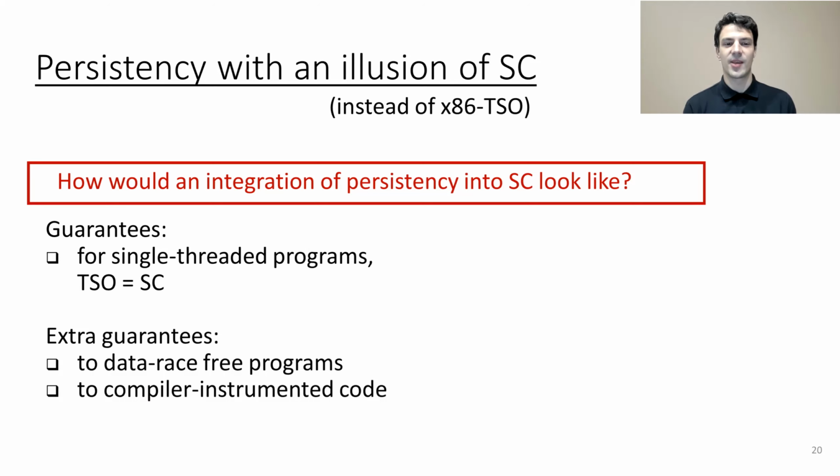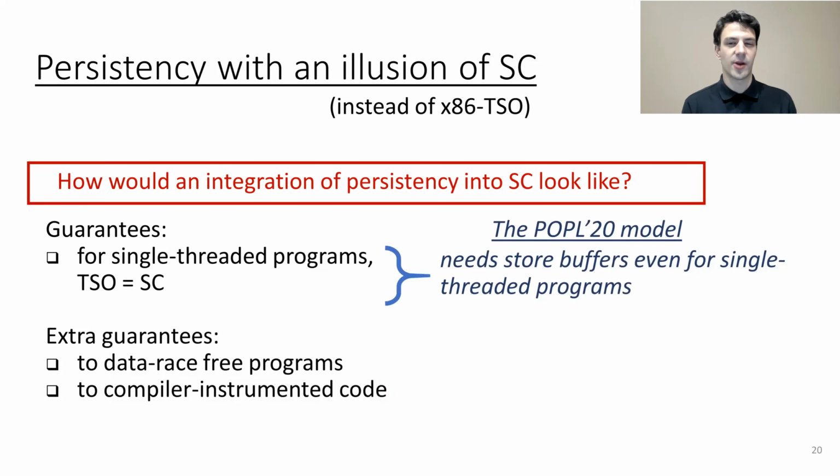The basic guarantee that we want is that for single-threaded programs, TSO and sequential consistency need to be equivalent. In fact, maybe we would go on further and say that intuitively, restricting TSO and removing the parts that make it weakly consistent should result in SC. So removing store buffers, for instance. Well, that is something that wouldn't work with the POPL 20 model, because it does need store buffers even for single-threaded programs to explain how persistency works there. But it would work for PTSOSYN, which is why we choose it for exploring these questions.